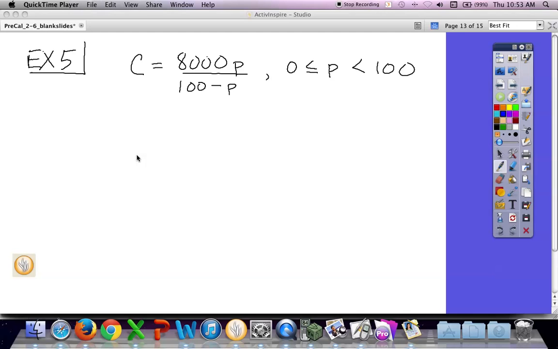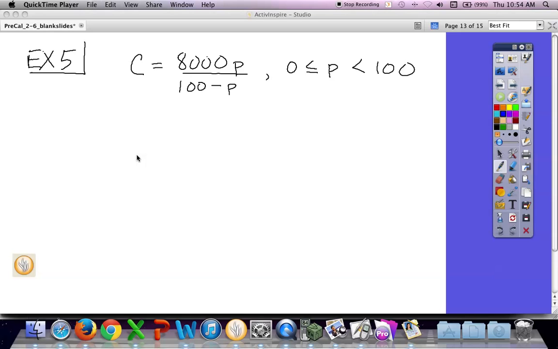Right, example 5 says, a utility company burns coal to generate electricity. The cost of removing a certain percent of the pollutants from the smokestack emissions is typically not a linear function. That is, it costs C dollars to remove 25% of the pollutants. It would cost 2C, double, to remove 50%. As the percent of removed pollutants approaches 100%, the cost tends to become prohibitive.